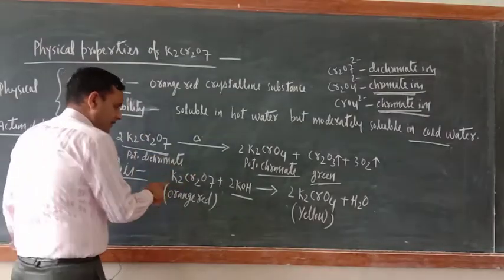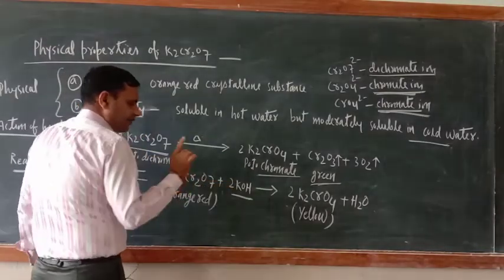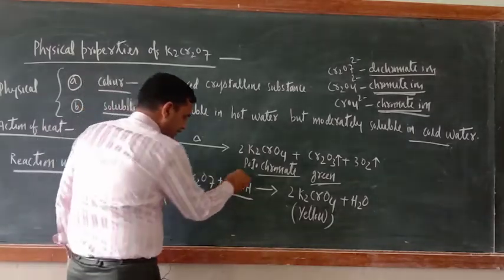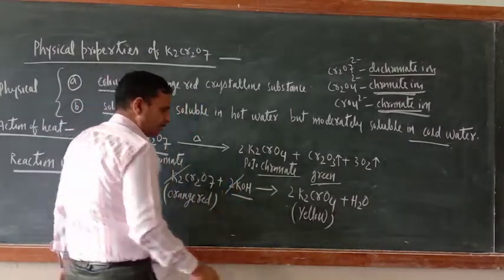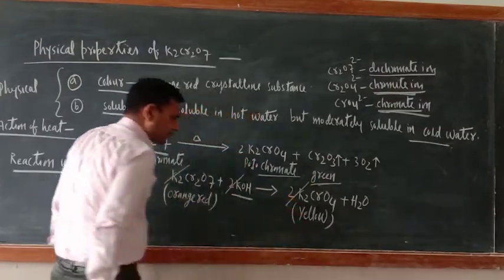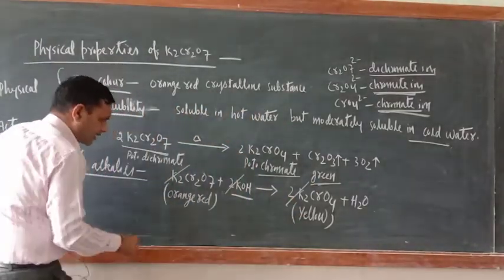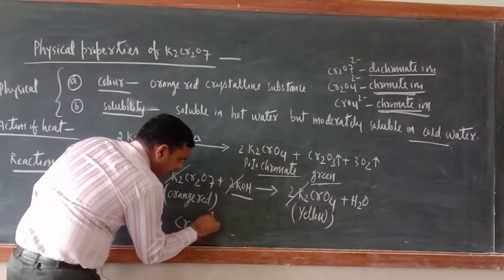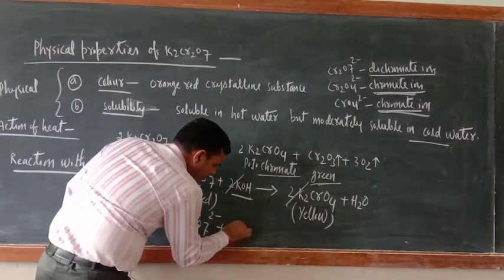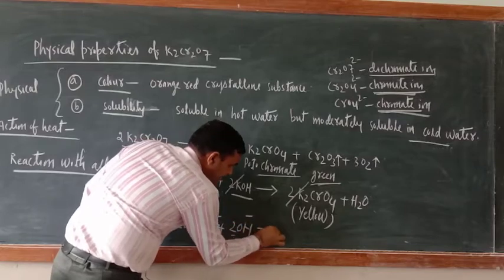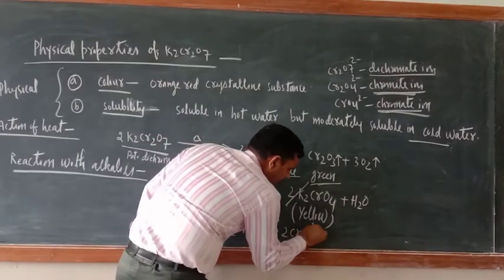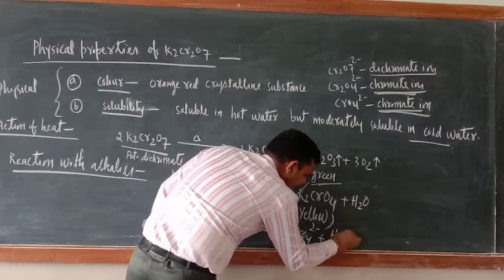Now you can write their ionic equation also. Just try to understand. How many potassium are there in the reactant side? 4. This 2K, this 2K. Cancel out. This side also, what is there? 4 are there. So now what is left here? Cr2O7 2 negative plus 2OH negative. So what is here? 2CrO4 2 negative plus H2O.